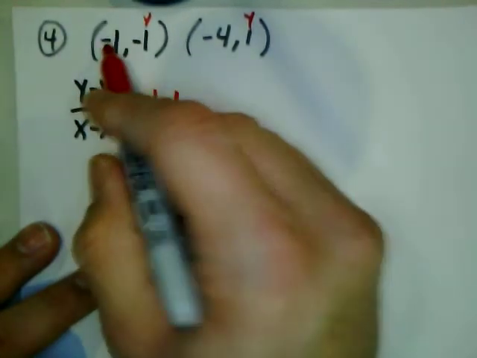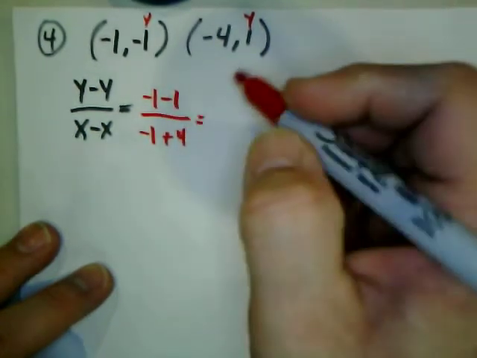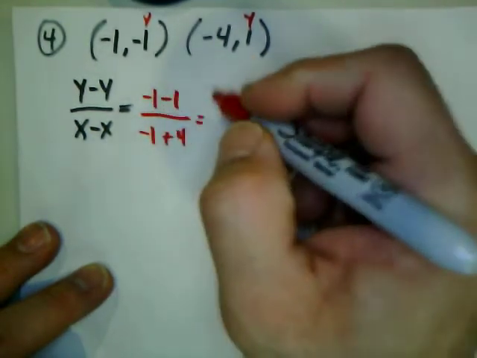I'm leaving it the same. These two stay the same. These two change. That is going to be plus 4. Negative 1 minus 1. Put it in your calculator.